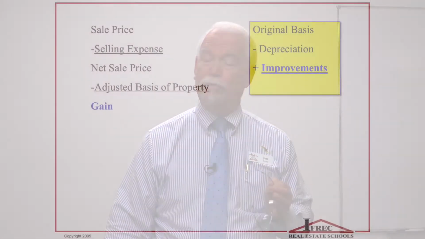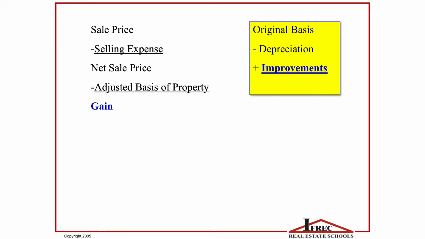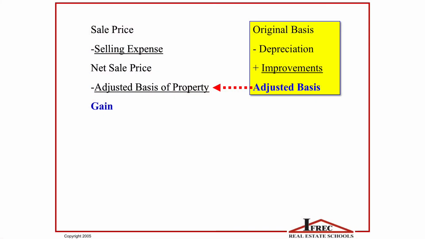Conversely, if you add improvements to the property, that would increase the basis. Be careful here to note that improvements are not the same as repair. If you replaced a roof, that would generally be considered a repair. But if you added additional square footage to the building, that may be considered an improvement. Again, talk to your CPA to see how that actually applies. Once you've taken the deductions of all of the depreciation that's accumulated over the ownership period and added in any improvements, that is what's described as the adjusted basis.